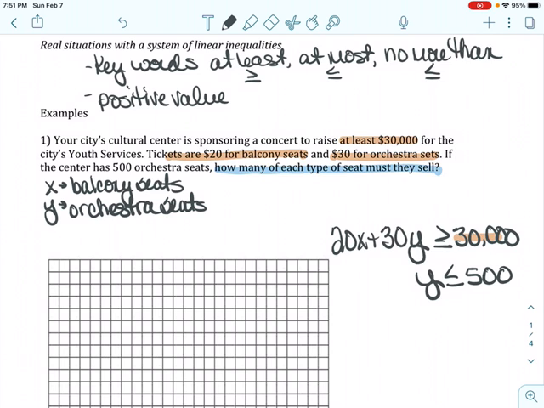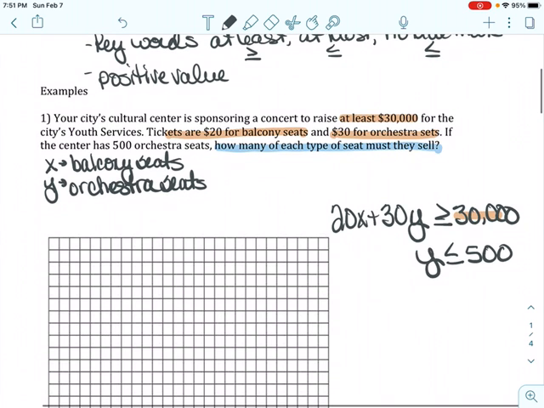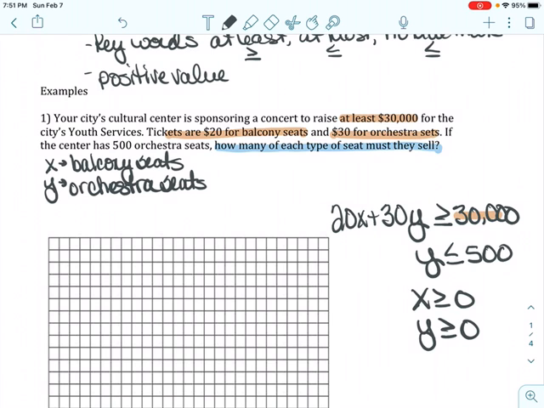Now, I think that's everything in our problem, but we're always going to assume that we're only talking about positive values. In other words, we're not going to have a negative amount of orchestra seats or a negative amount of balcony seats. So we're going to have to state that x and y are always greater than or equal to 0. Always. These two are always going to be part of your inequalities.